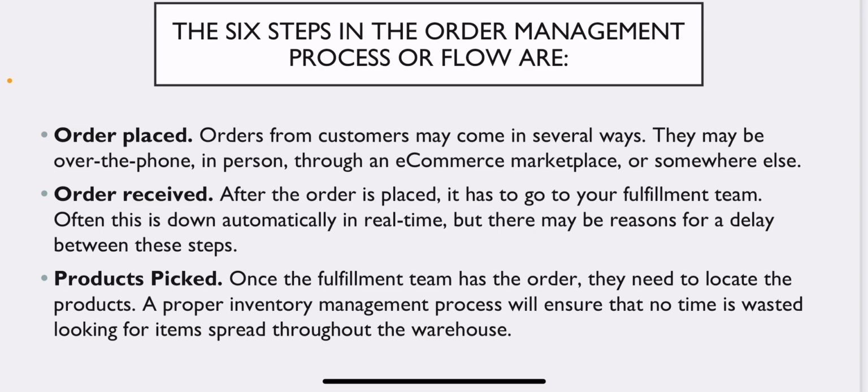They analyze the order and proceed to pick the product, which means they check their inventory, locate the product, and pick it from the warehouse and start fulfilling the order. So right from placing the order to receiving it, it moves on to the company picking the order in the fulfillment center, which can be a warehouse or something else based on the size of the business.